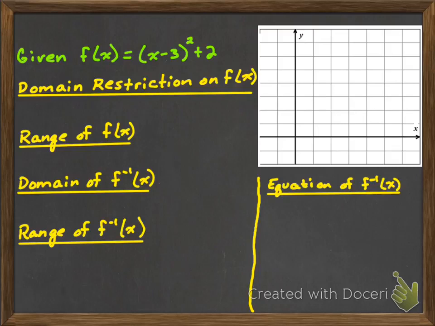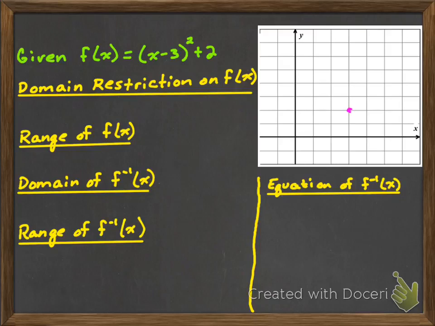Now we are given a quadratic equation, and we want to do the same kinds of things. All right, so let's start out by graphing this quadratic equation. So the vertex has been shifted right 3 units and up 2 units. So let's just go ahead and start right there. Right 3 and up 2 is here.